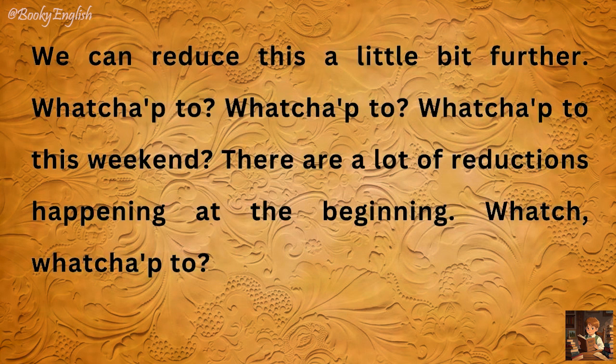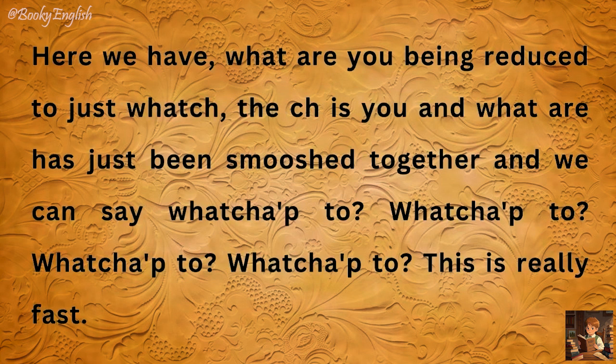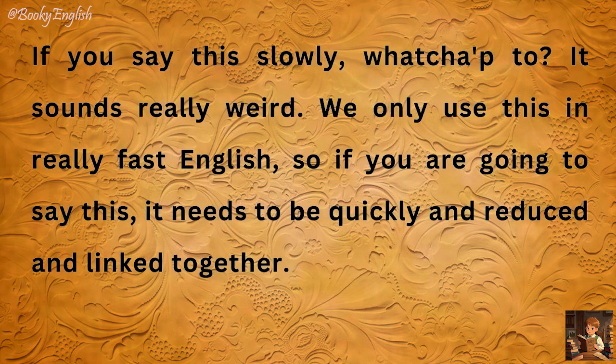We can reduce this a little bit further. What you up to? What you up to this weekend? There are a lot of reductions happening at the beginning. What you up to? Here we have, what are you being reduced to just what? The ch in what and you has just been smooshed together, and we can say what you up to? This is really fast. If you say this slowly, what you up to? It sounds really weird. We only use this in really fast English, so if you are going to say this, it needs to be quickly and reduced and linked together.